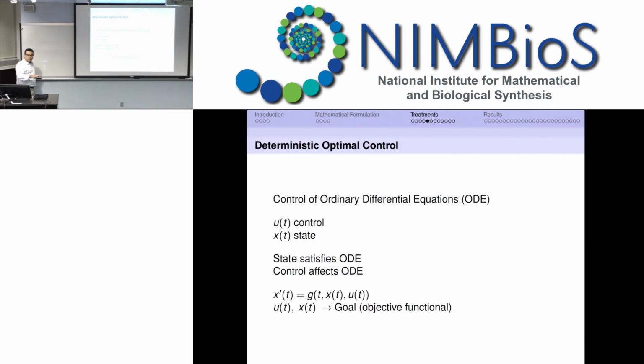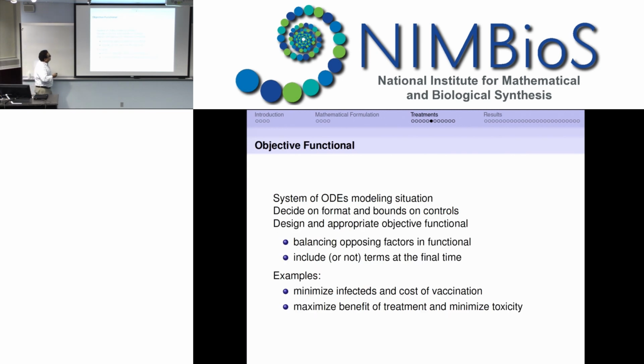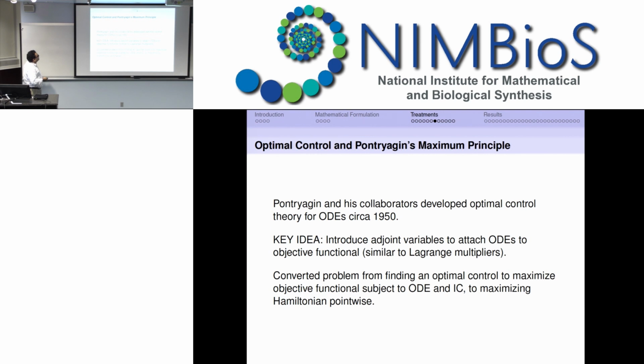State equations, just for this very simple example, before I move on to the higher dimensional one, let's just consider a scalar ODE. Generally speaking, we have this scalar ODE, and we construct an objective functional that's going to yield what we're trying to do. For instance, are we trying to just maximize the cones? Are we trying to maximize all the photoreceptors and so forth? And how do we want this treatment to be minimized as well? So the system of ODEs models the situation. In our case, it's modeling the interaction between the photoreceptors. We choose a format and the bounds on the controls, and we design the appropriate objective functional. Examples of problems where optimal control is also employed are listed below.